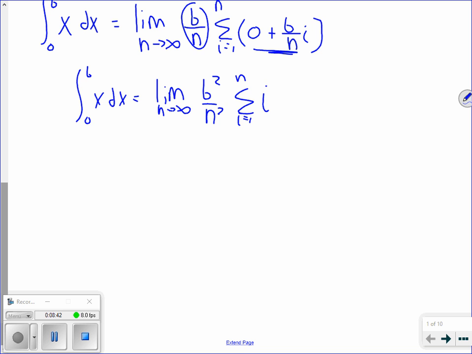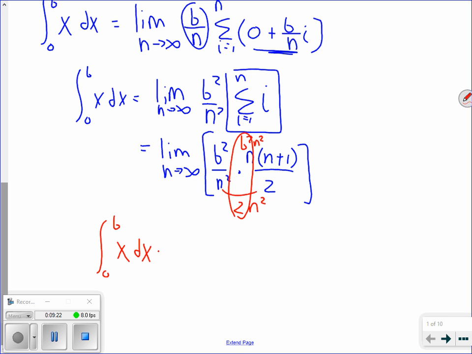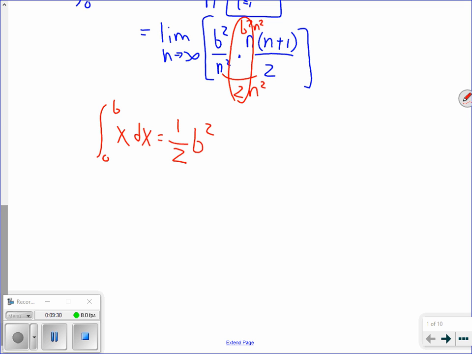Okay, all right, well, our identity for the sum of i, we know what that's equal to. We've got b squared over n squared times the sum of i, which is n times n plus 1 over 2. So if I take the limit of this single rational here, the leading term on top is b squared n squared, and the leading term on bottom is 2n squared. Because we have the same power on top and bottom, I'm left with b squared over 2. So what I'm saying here is that the integral from 0 to b of x dx is equal to 1/2 b squared. So if I go from 0 to b, it's 1/2 b squared.